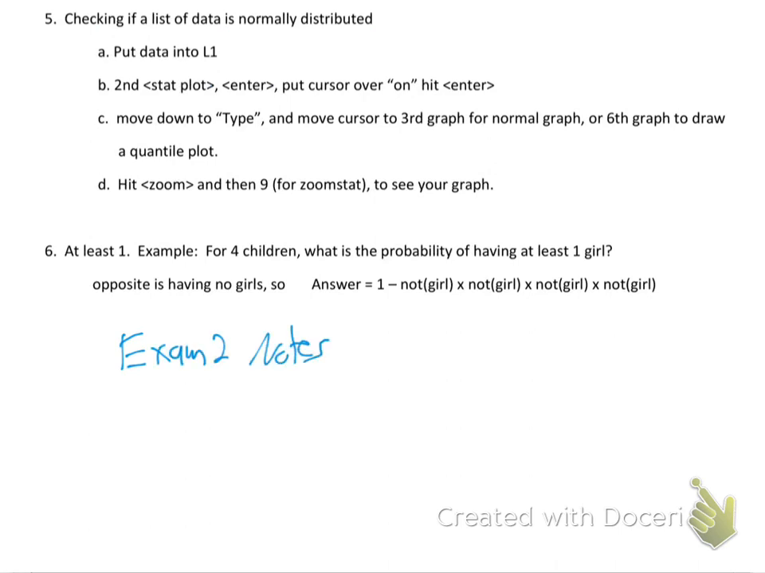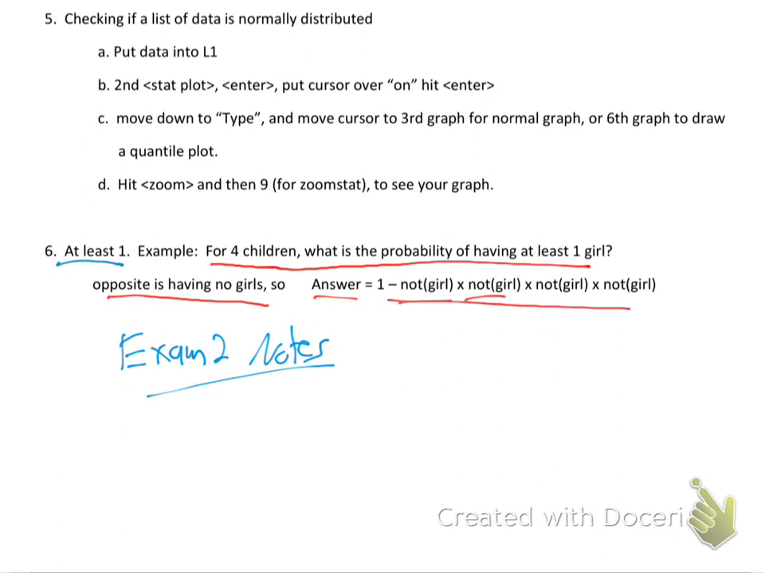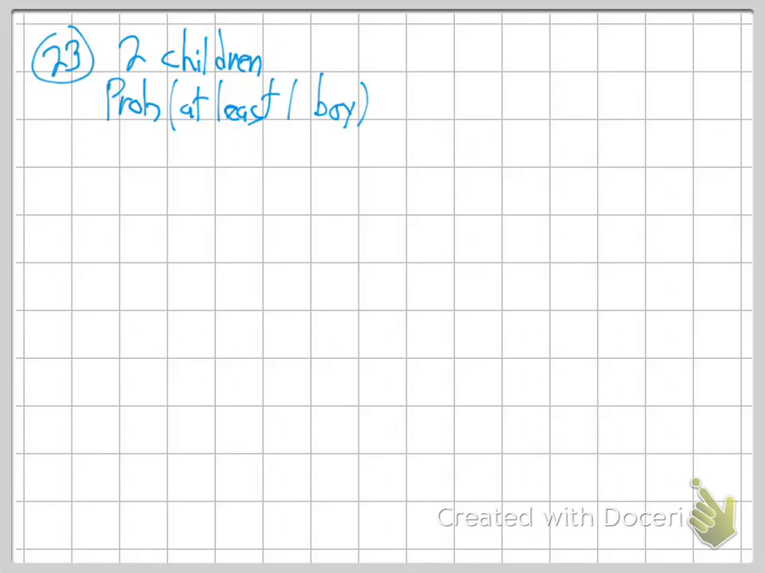2 notes. Number 6 has an at least one example. So it does an example. For 4 children, what's the probability at least one girl? Well, the opposite is having no girls. So the answer is 1 minus not times not times not times not. So that's what we do.